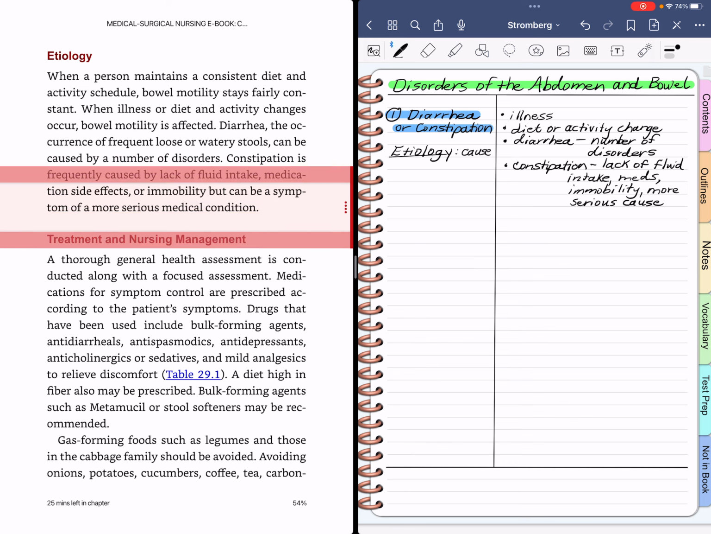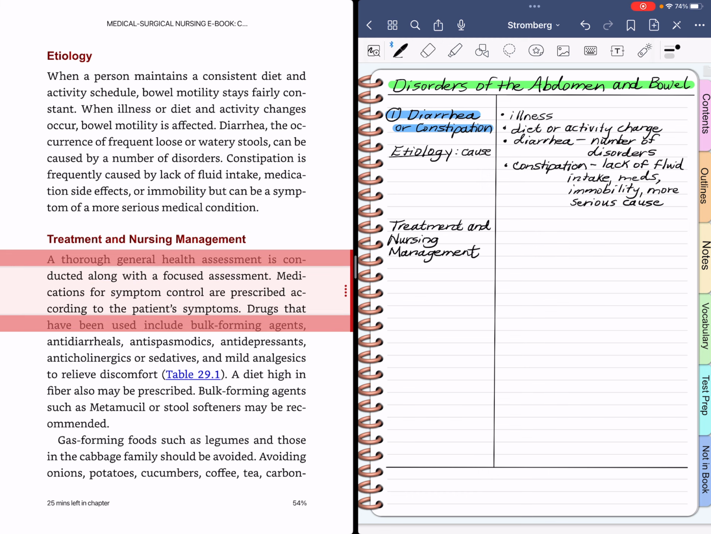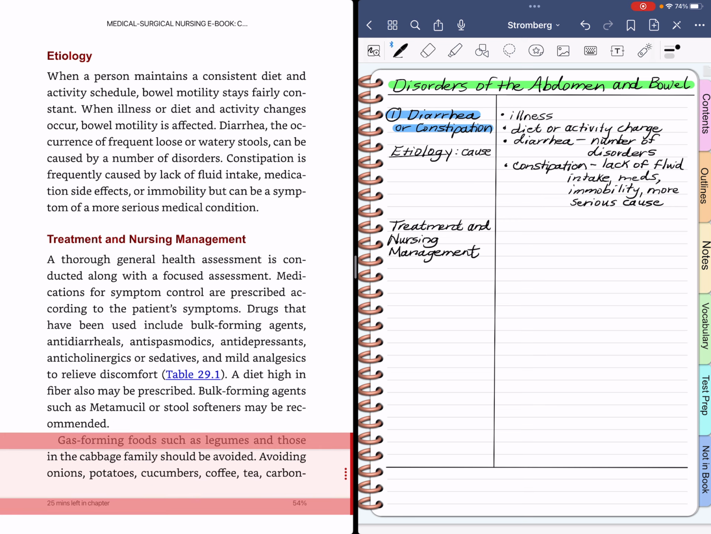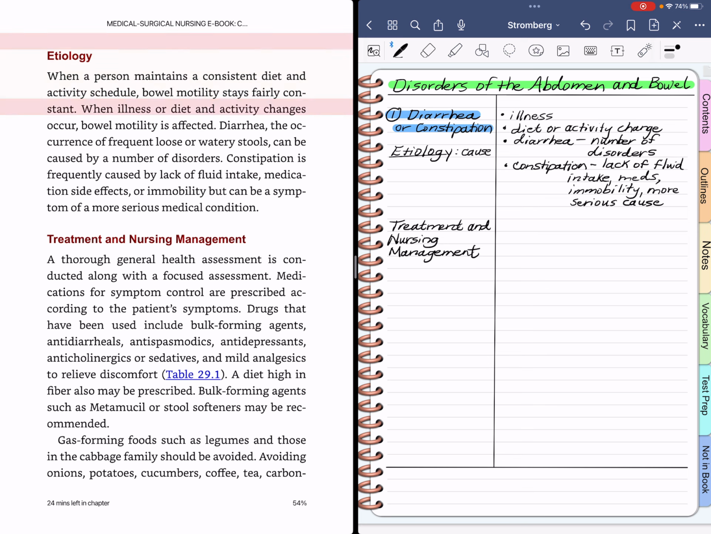Okay, the next one, we have treatment and nursing management. Now that's on the same level as etiology. So treatment and nursing management. Now the first thing that I notice here is that this paragraph is not by itself in this section. I have a paragraph here that starts at that top line, and then I have one down here. And let's see, there's actually a third one. So do you see those 3 paragraphs listed there?